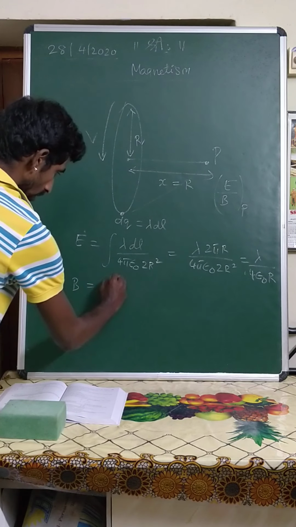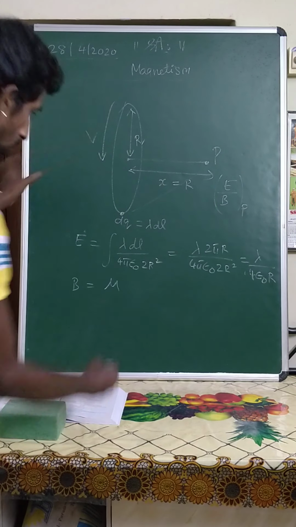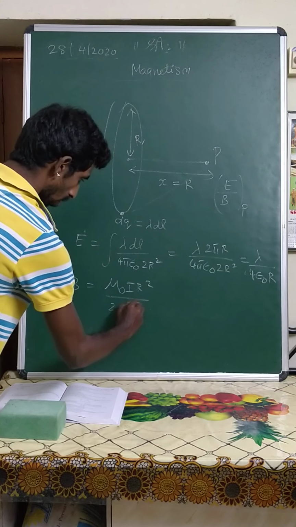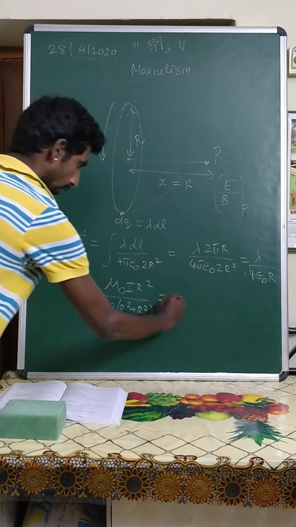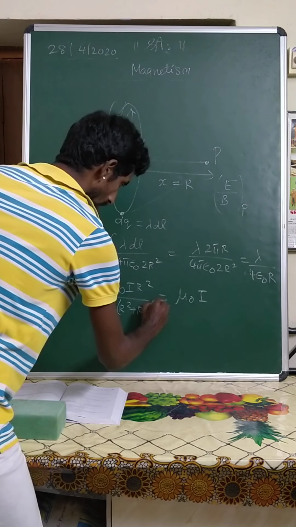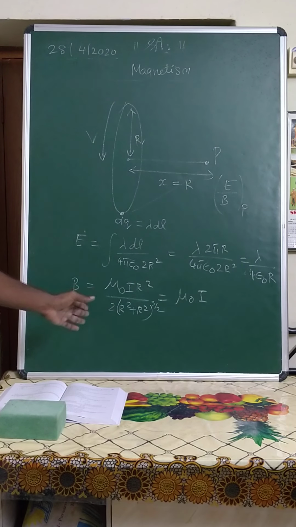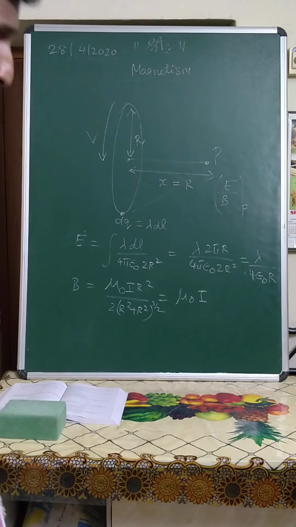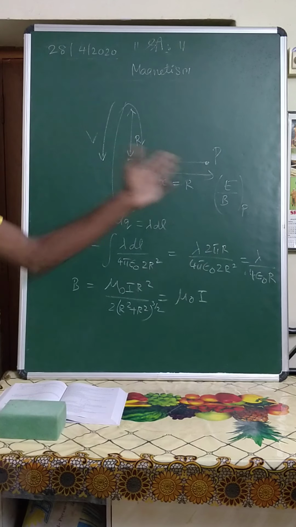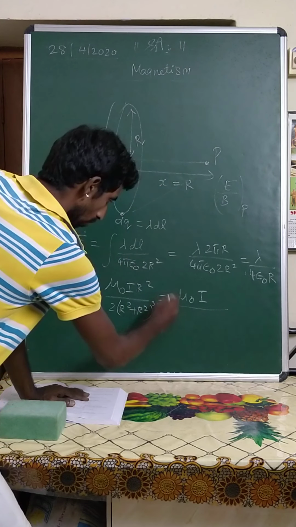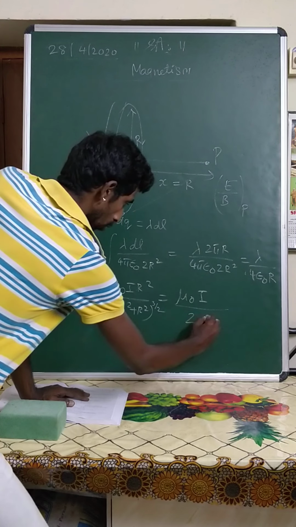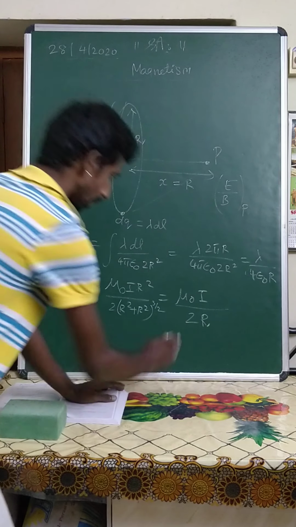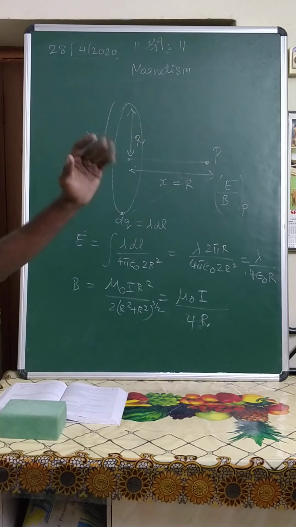Similarly, the magnetic field at the center of the ring is mu naught I by 2 r. Away from the center on the axis, it is mu naught I r square by 2 times (r square plus x square) whole power 3 by 2, where x square is also r square. This we have solved in the CBSE textbook derivation. So substituting, r will cancel, and finally we get mu naught I by 4r, since r square plus r square is 2 r square.